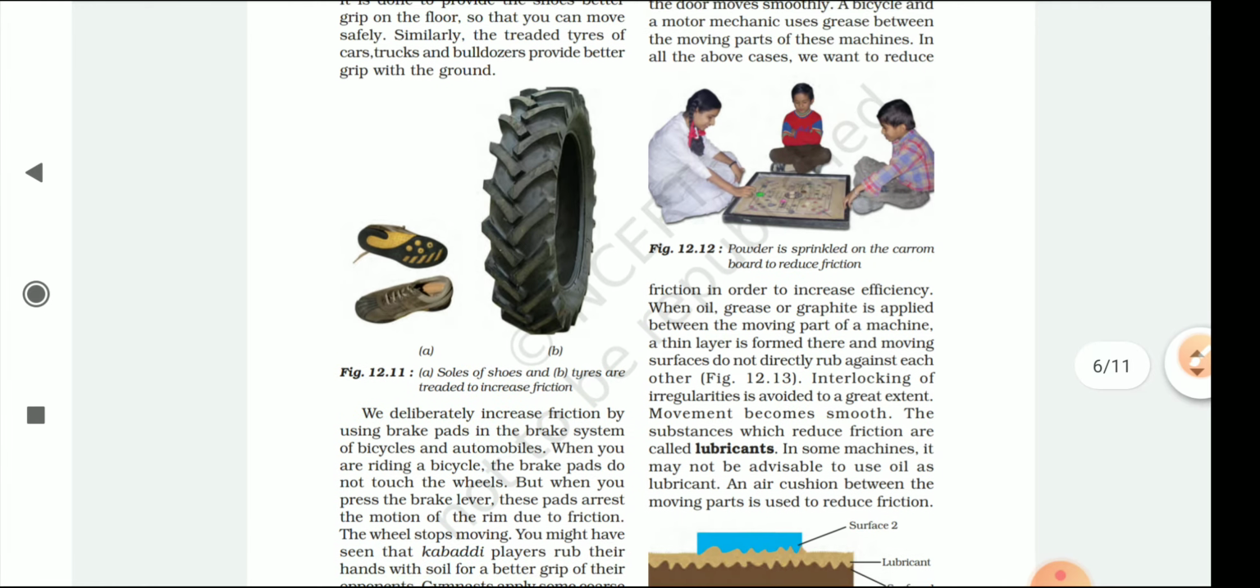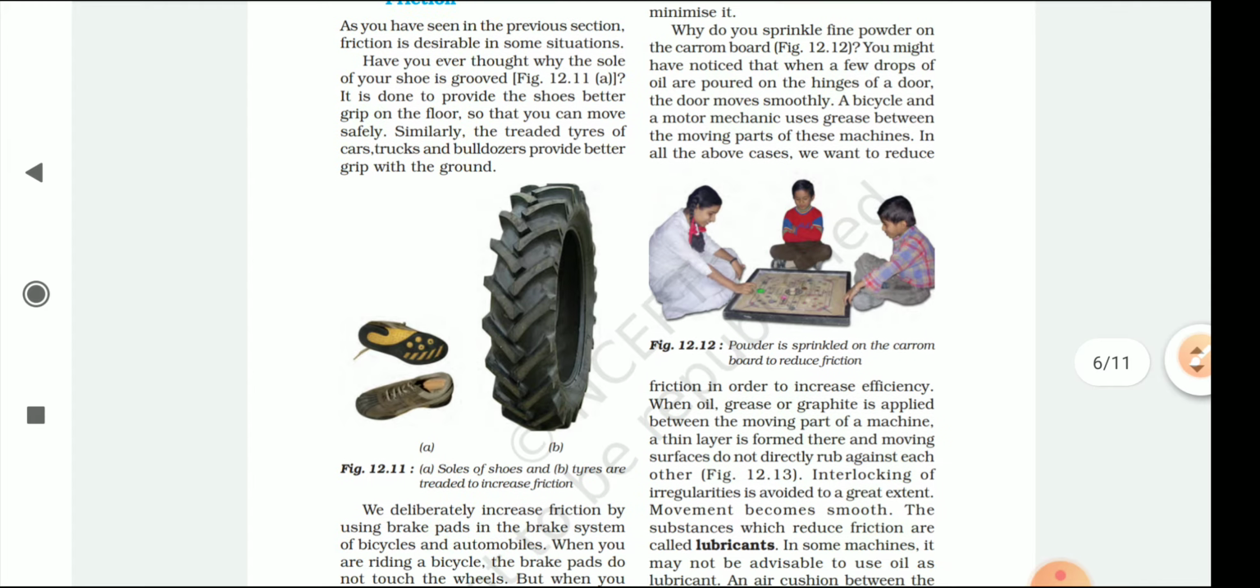Okay, so now here you can see this is the carom board. If we apply sand on the carom board, is it possible to insert the striker or coin of this carom into the hole? Not possible, right? So at that time we need to decrease the friction. So we sprinkle a very smooth powder over it. Why do you sprinkle fine powder on the carom board?